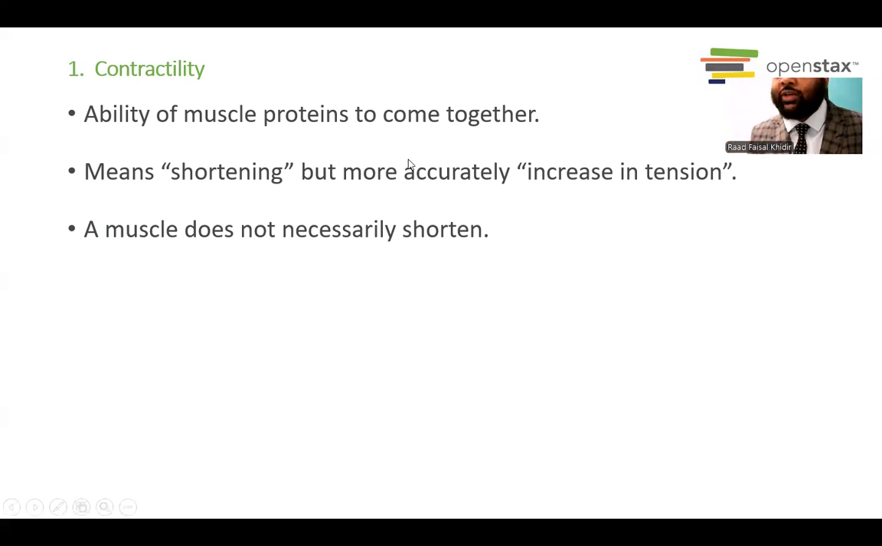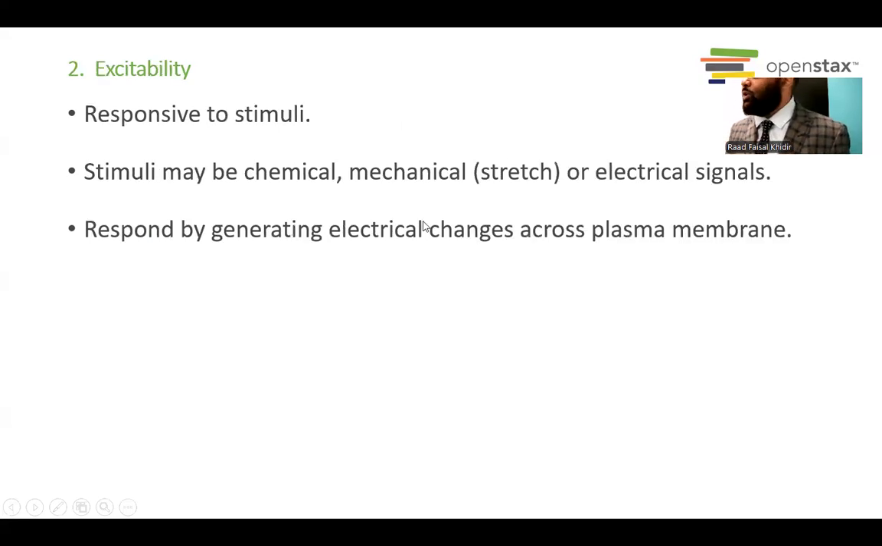And it means the shortening, but more accurately, an increase in tension. A muscle does not necessarily shorten, but it is the sarcomere that comes closer. So when your skeletal muscle contracts, you're not going to get smaller. You're not going to shrink. But it is the sarcomere that's going to have a lot of tension.